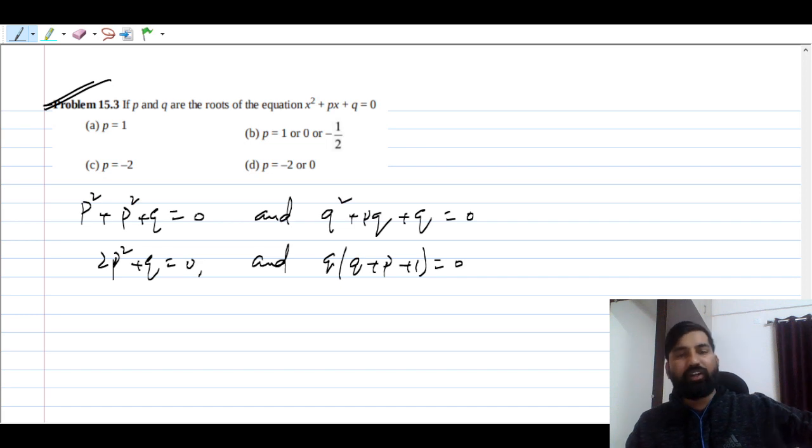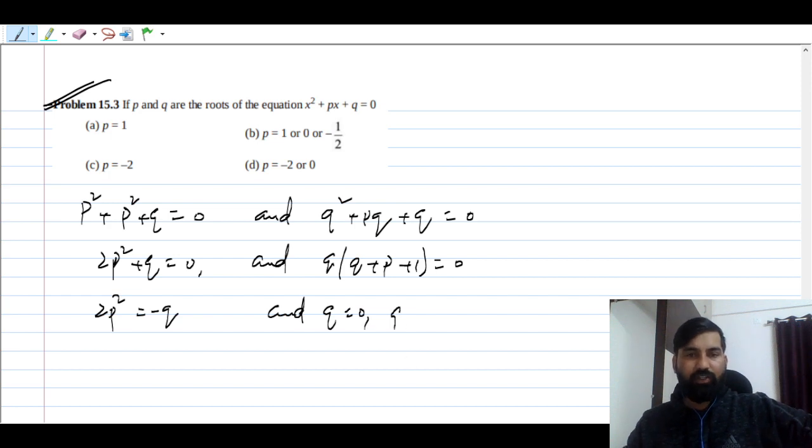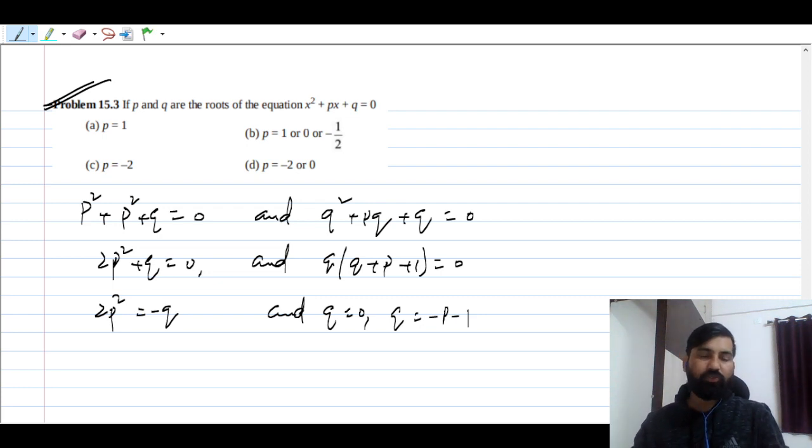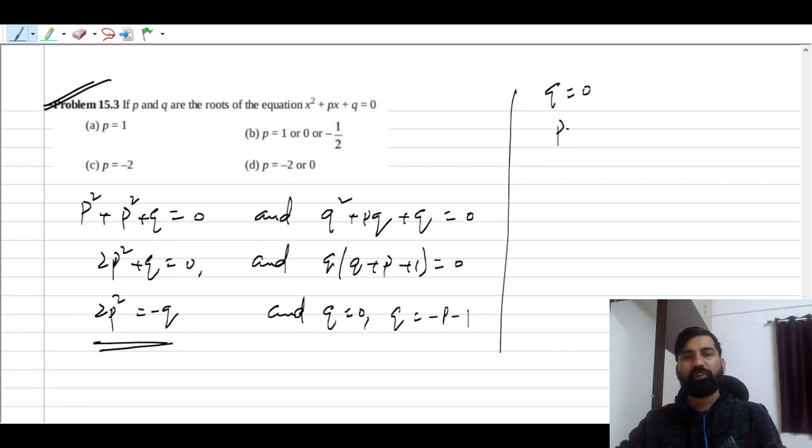Now what you can find out here is 2p square equal to minus q. Or simply you can leave it, and here you can find q equal to 0, and what is q here? q is nothing but minus p minus 1. So you can get the q value here and you can plug it in now. So if you take q equal to 0, what is p, guys, in this equation? If you put it in, p is going to be 0.